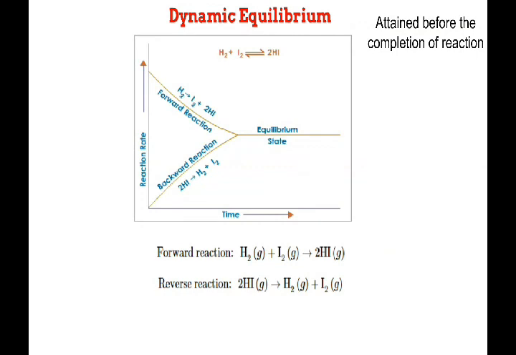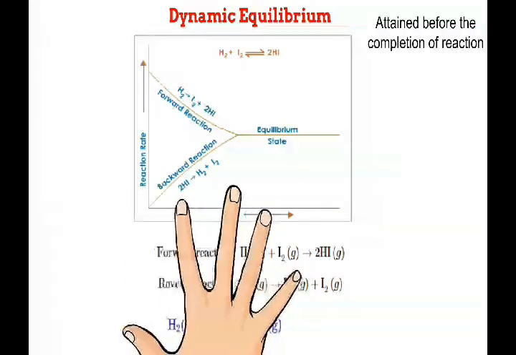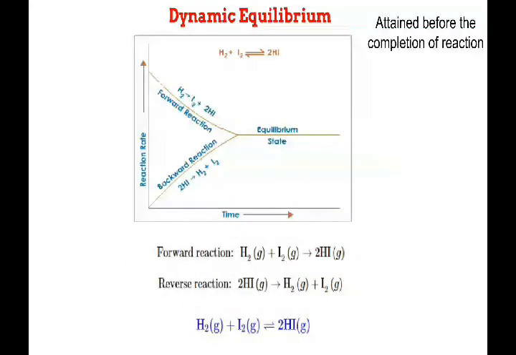The equilibrium will set up and the concentrations of various species, that is hydrogen, iodine and hydrogen iodide, become constant. The chemical equations for these reactions are shown here. The straight line in the graph shows the attainment of dynamic equilibrium.